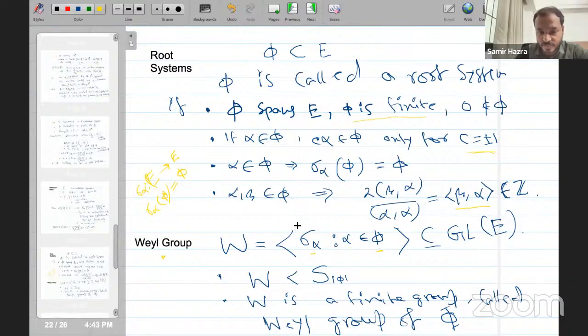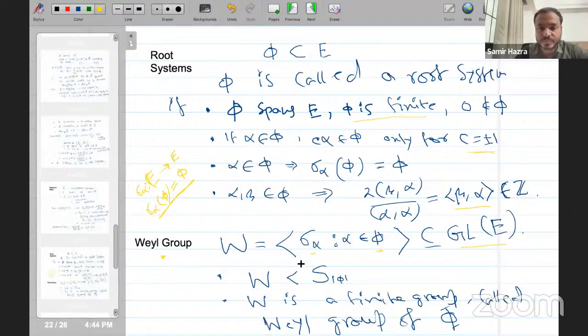So therefore, if we consider the subgroup generated by all these reflections, then that is a subgroup of GL(E), the group of invertible maps on E. We denote it by W, and this is called the Weyl group. Well, whether it is finite, the answer is given by this. So W, any sigma alpha, because of this, just permutes the elements of phi.